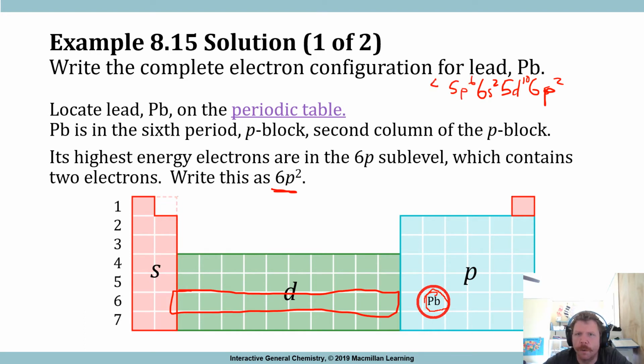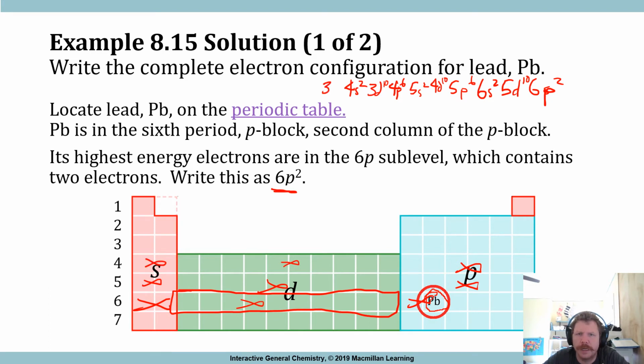Next up is 5p6, 4d10. So what I want to do is I want to just go ahead and X through what I've written to kind of give me a little bit of guidance. Done, done. 5s2, done. 4p6, done. 3d10, 4s2.